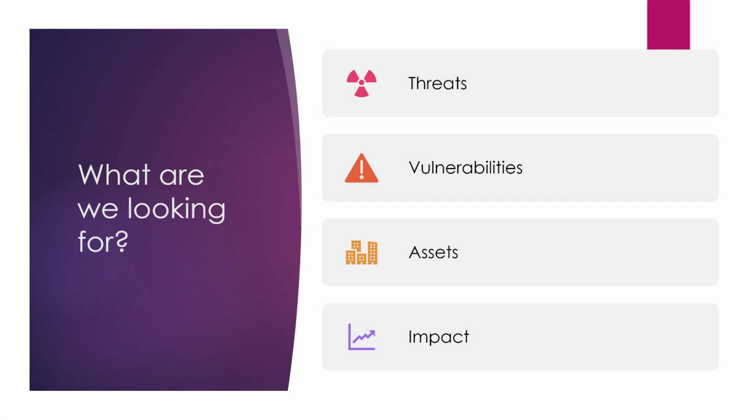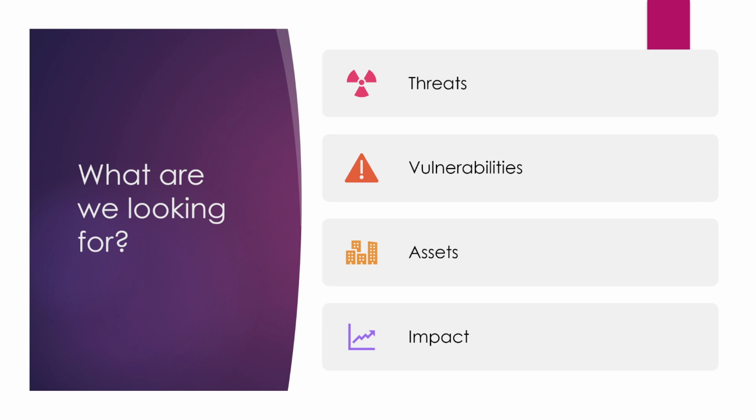So what are we looking for here? Well, the first thing we're going to be looking for is threats. Threats are the external or even internal factors that can exploit a vulnerability to cause us harm. They can come from a lot of different sources, and remember the section on threat actors. It could be cybercriminals, malicious insiders, natural disasters, or even system failures.